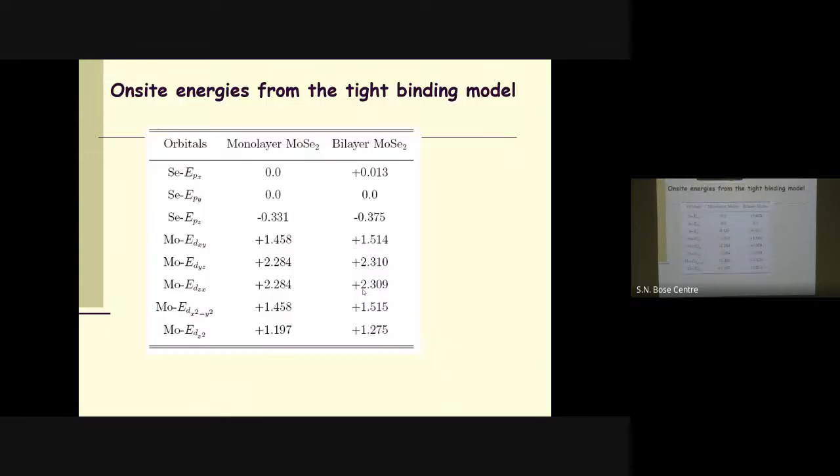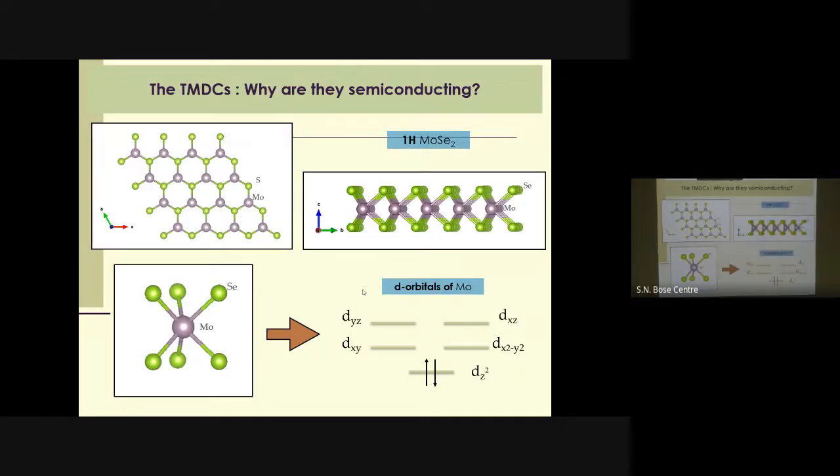And once you do that, let's look at the on-site energies which we get. So these are the selenium on-site energies. Look, the selenium on-site energies are less than the molybdenum on-site energies. But now look at this description. Among the molybdenum d states, you have the dz squared, and then you have the dxy and the dx squared minus y squared, and then you have the dxz and the dyz. So indeed, the simple picture that I presented earlier seems to be reproduced by this. And this is what I had earlier: dz squared, dxy, dx squared minus y squared, and so on.